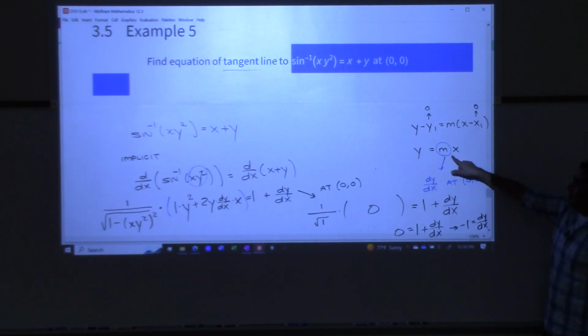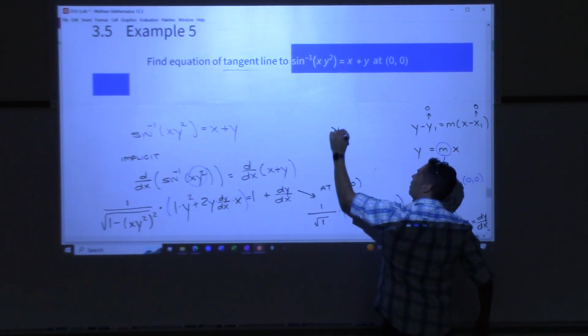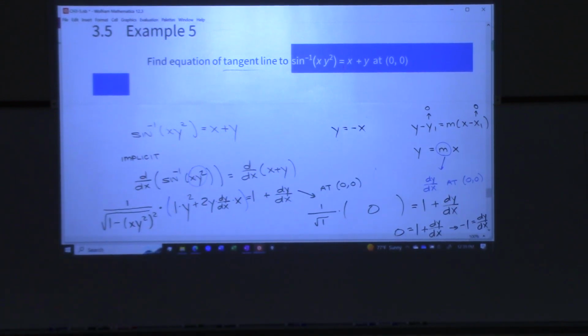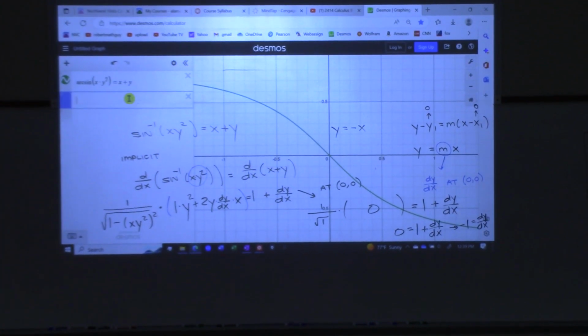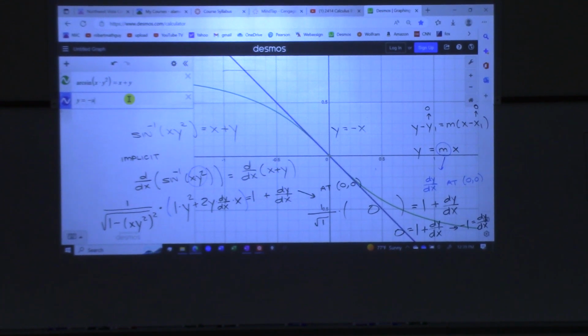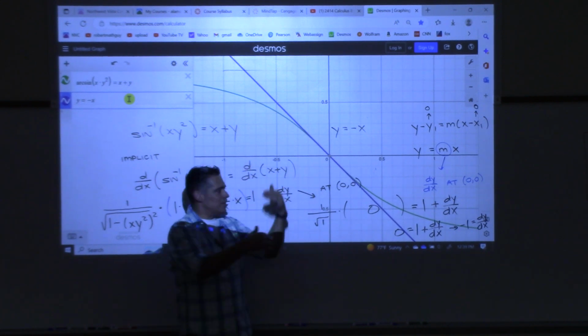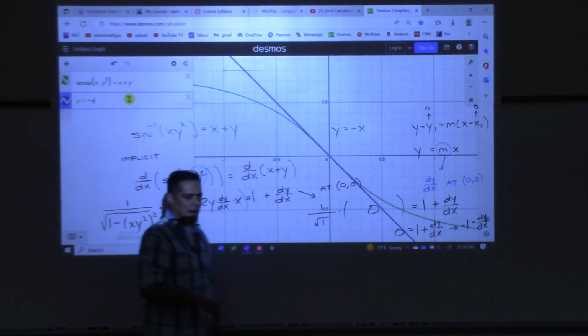So now here's my final answer. This equation, I wanted to know what m was, right? What's the slope of that line? The slope of the line was the derivative at that point. The derivative at that point is negative 1, so replace that with negative 1, you get y equals negative x. And if we go back to the graph, I think you would agree that that's what the tangent line looked like there. You probably could have told me that from the very beginning. There's the tangent line right there we just got. Now that was a problem I gave intentionally so it's easy to look and visually check, right?